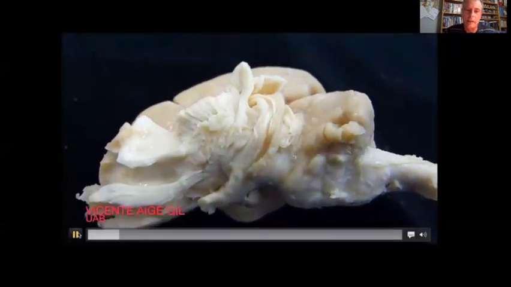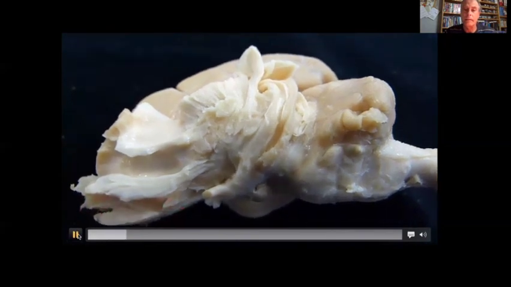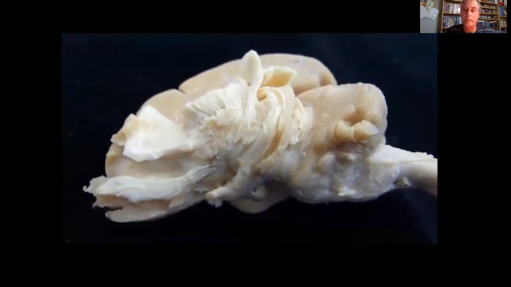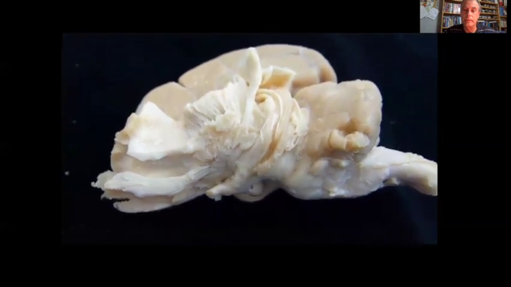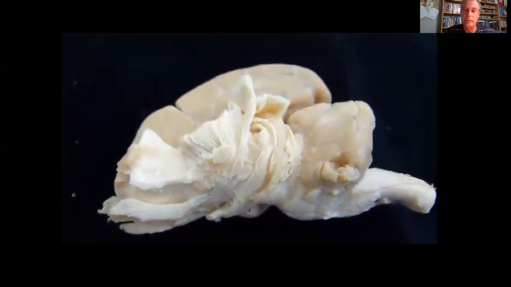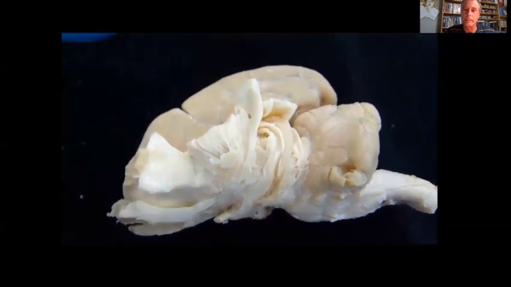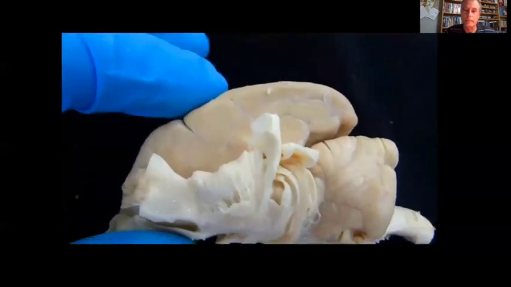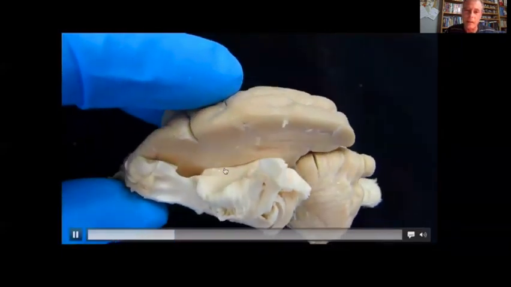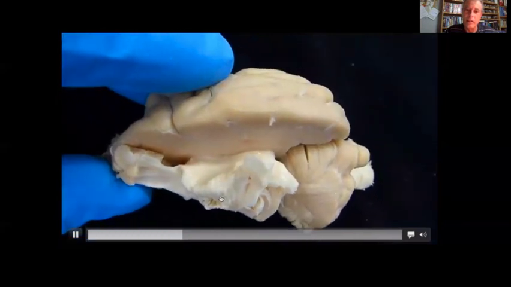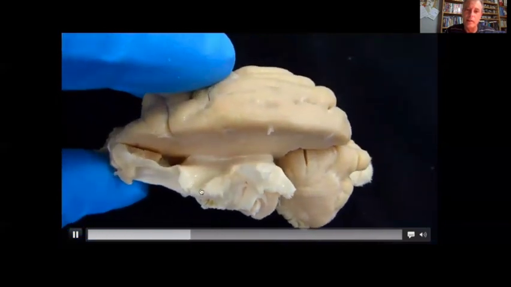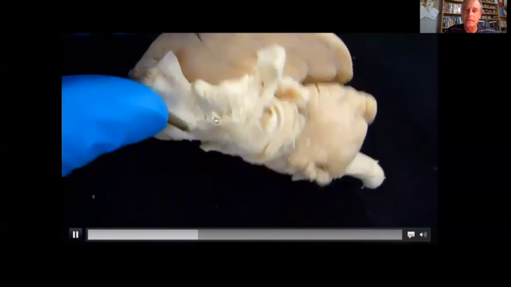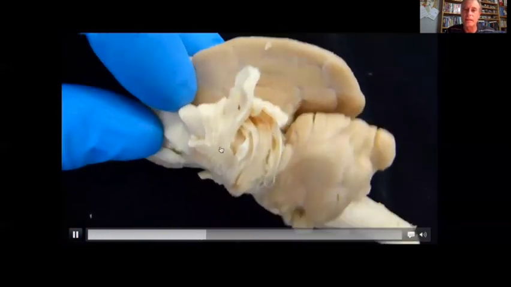You see the optic tract coming from the optic chiasm and going up to the lateral geniculate body. You see the corpus callosum here that joins the internal capsule and forms the centrum semiovale. It's this area.